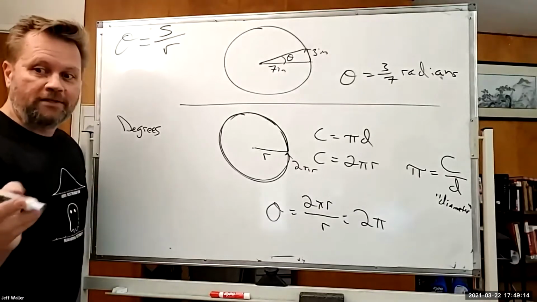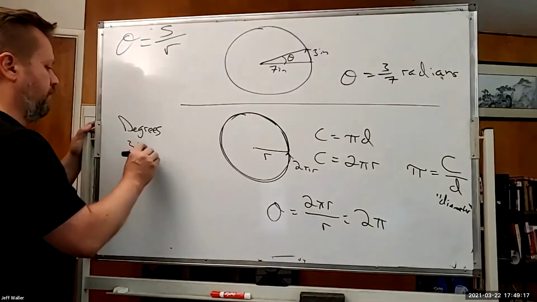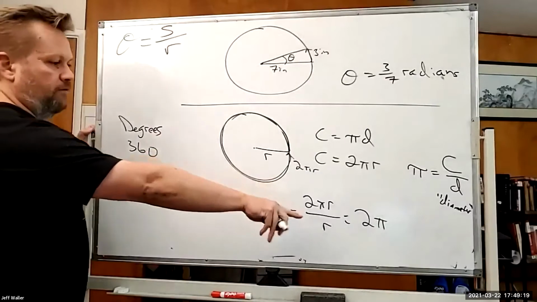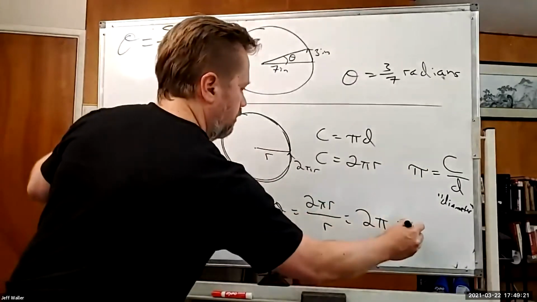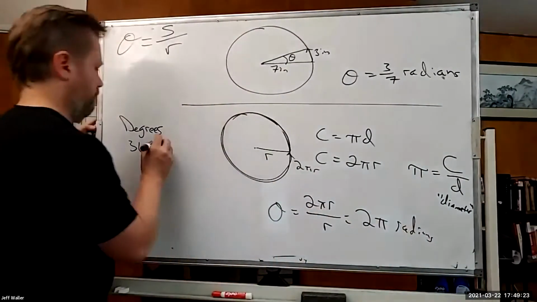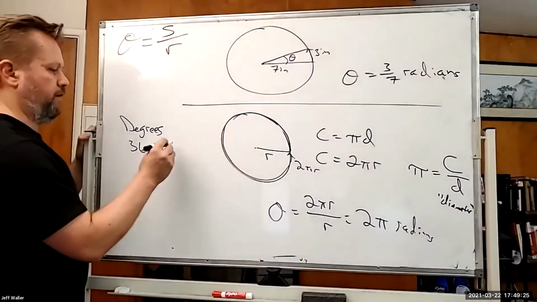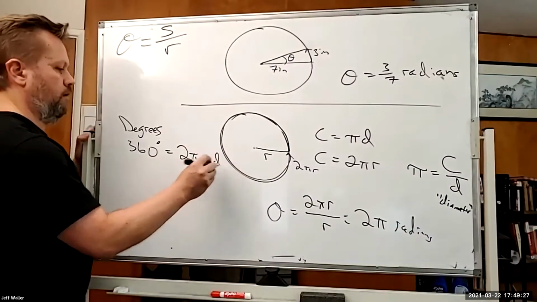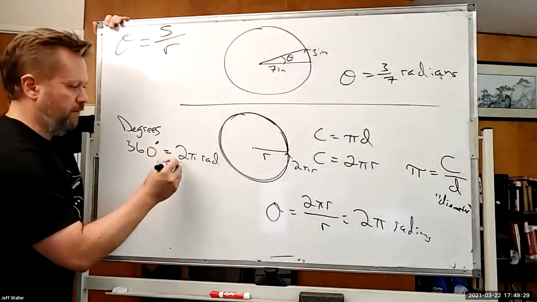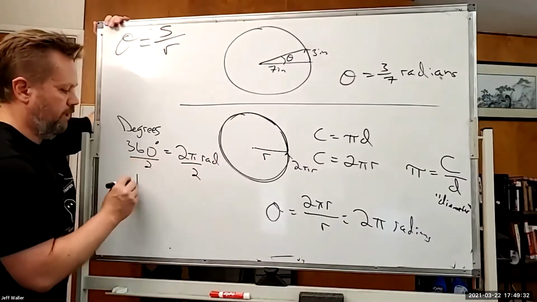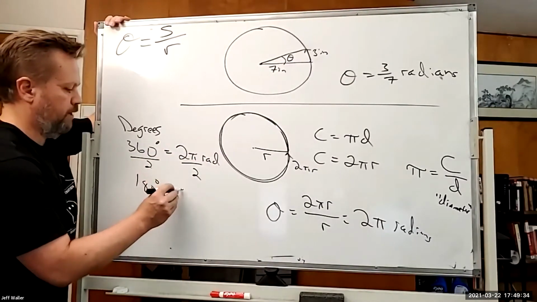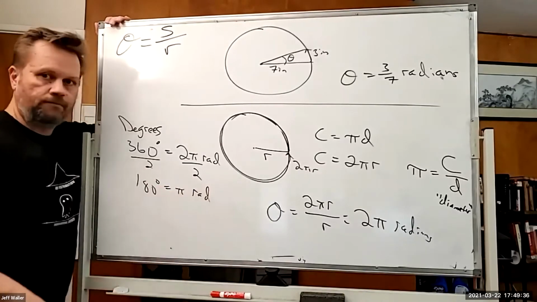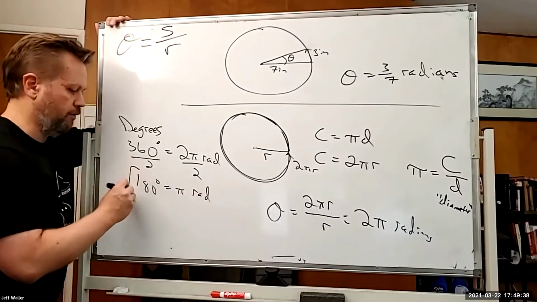I'll pretend like somebody just said it in chat. Okay, 360. And we just figured out how many total radians there are, right? 2 pi radians. So now if I divide by 2, 180 degrees is pi radians. That's the conversion between the two.